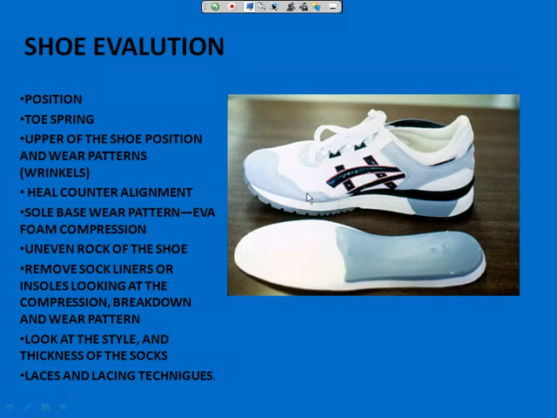Uppers of the shoe positioning, I'm looking for any wear patterns, wrinkles that may be showing me foot characteristics during dynamics, where there's a lot of creases at the first metatarsal, just proximal to the first MTP. If there's a great deal of creasing here, then I know there's not a lot of midfoot support, causing that foot to break down and fall to that first ray to extreme.